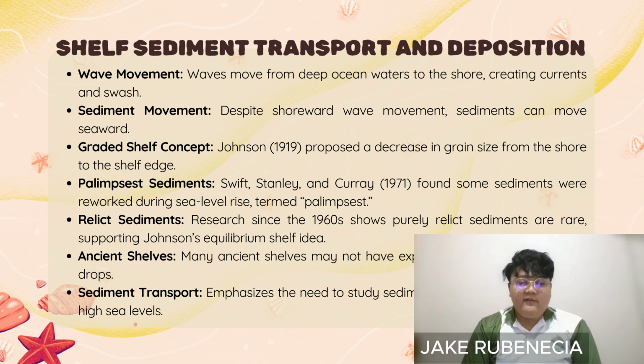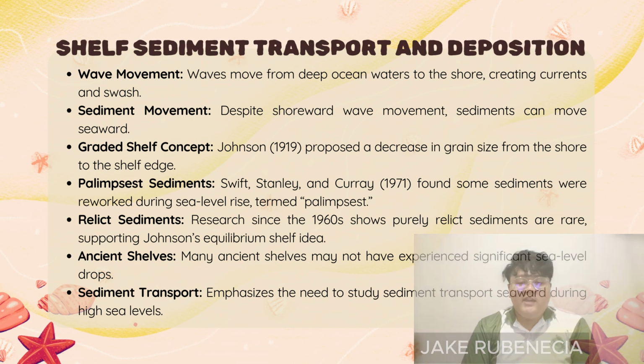Next, we have relic sediments. Research since the 1960s shows purely relic sediments are rare, supporting Johnson's equilibrium shelf idea. Next, ancient shelves. Many ancient shelves may not have experienced significant sea level drops. Then, we have sediment transport, which emphasized the need to study sediment transport seaward during high sea levels.